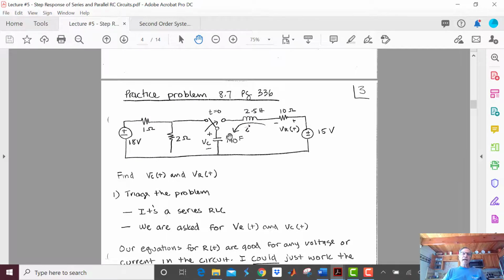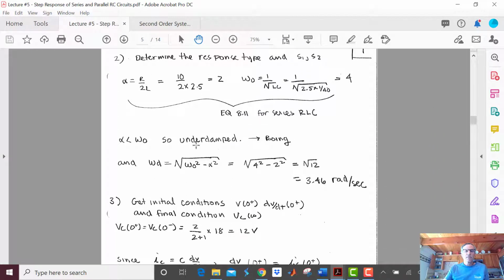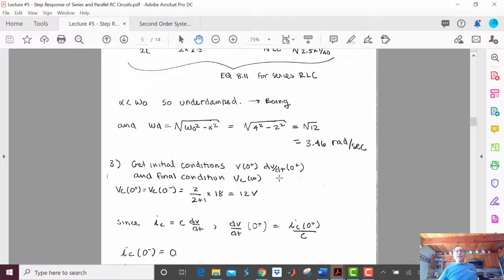So at time 0 minus, the switch is over here, and it's been here for a long time. And so that means that I'm in steady state, so I have no current through the capacitor, so it looks like I just have a voltage divider here. So VC of 0 minus is going to just be 2 divided by 1 plus 2, that's 2/3, times 18, which is 12 volts. Let's see if I got it right. Hey, look at that. Okay, now I need dVC/dt.